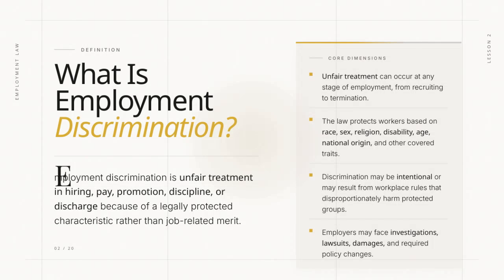Employment discrimination refers to unfair treatment of individuals in various aspects of employment, whether it's hiring, pay, promotions, discipline, or even discharge, based not on their job performance or qualifications, but on certain legally protected characteristics. These might include race, sex, religion, disability, age, or national origin, among others. It's important to understand that this unfair treatment can happen at any point in the employment process, from recruitment all the way to termination. Discrimination can be obvious and intentional, but it can also be more subtle, arising from workplace policies or practices that unintentionally disadvantage certain groups of people.